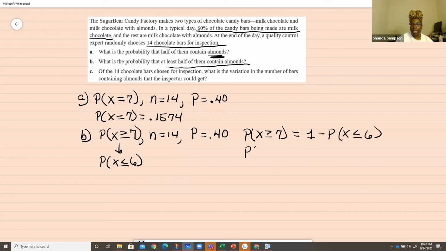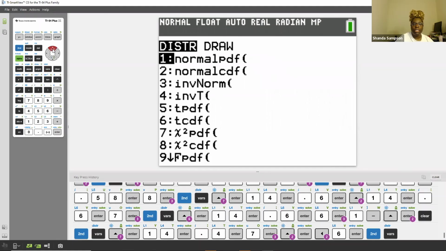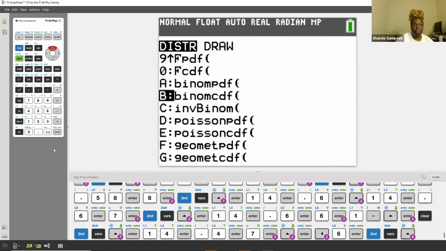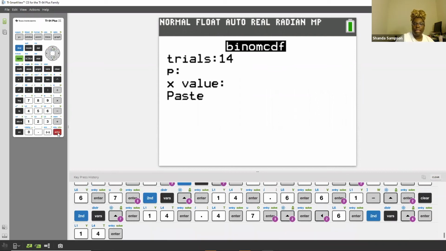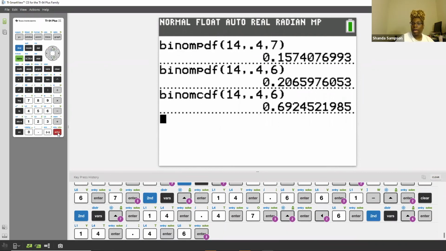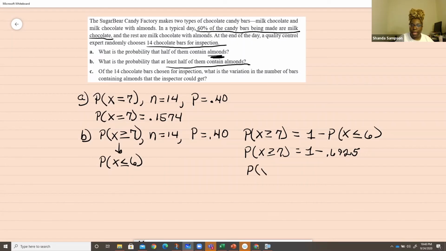So we're going to put that in our calculator. The probability that x is less than or equal to 6. This time we need the CDF, not the PDF. So we had 14, and then we had 0.4. So we got 0.6925. So the probability that x is greater than or equal to 7 is going to be 1 minus 0.6925.